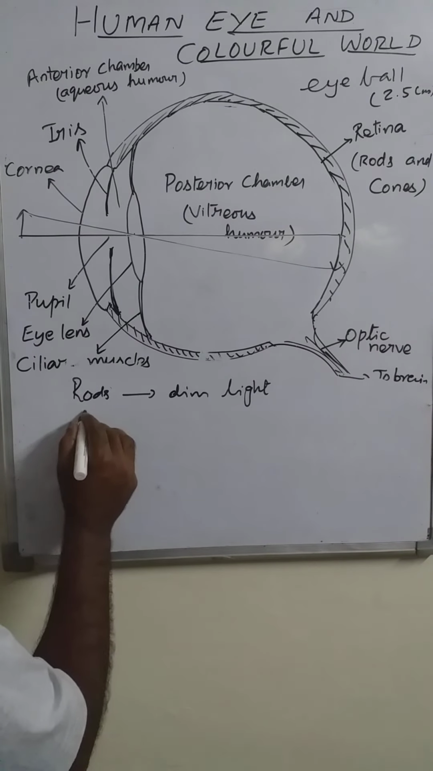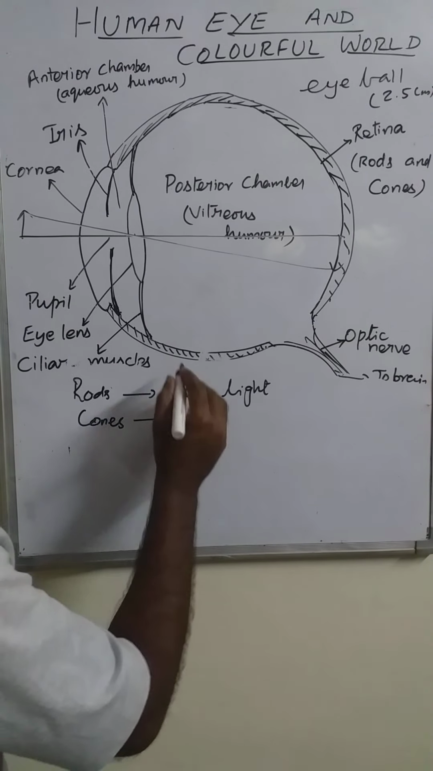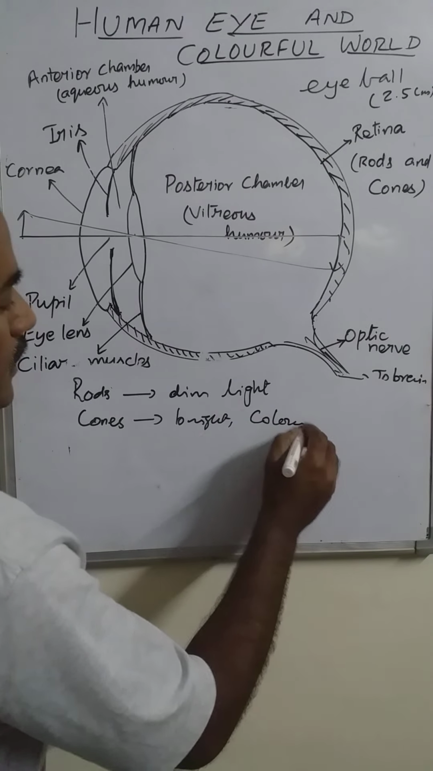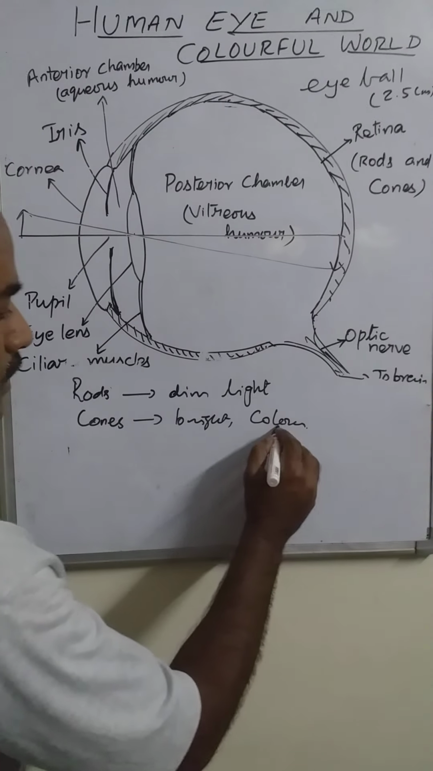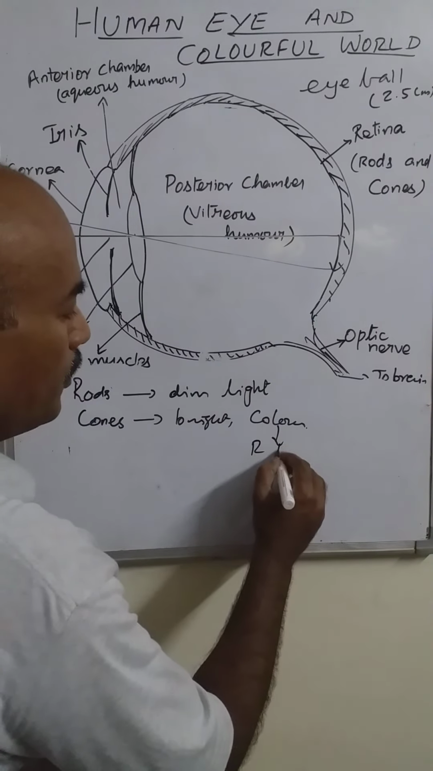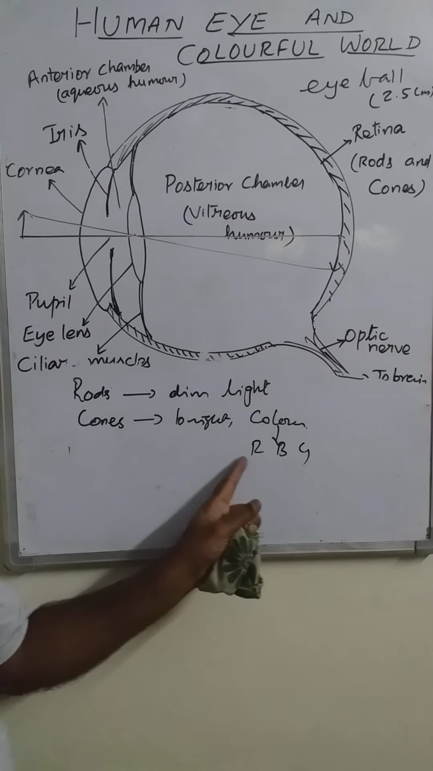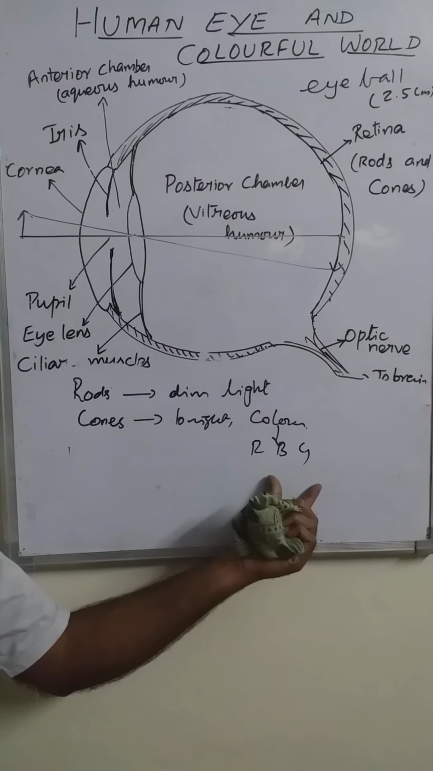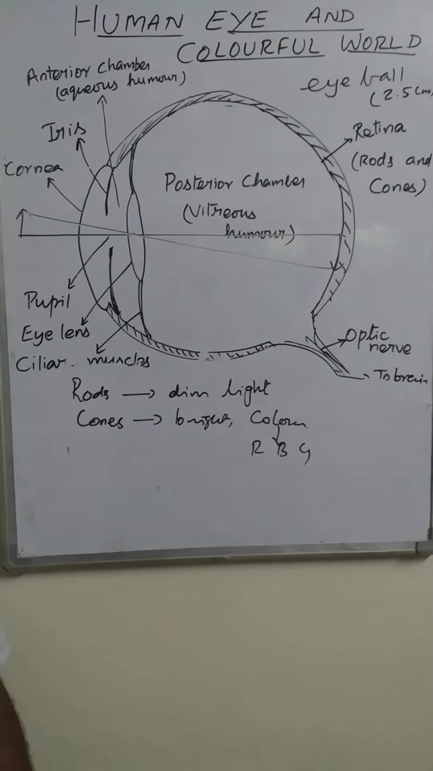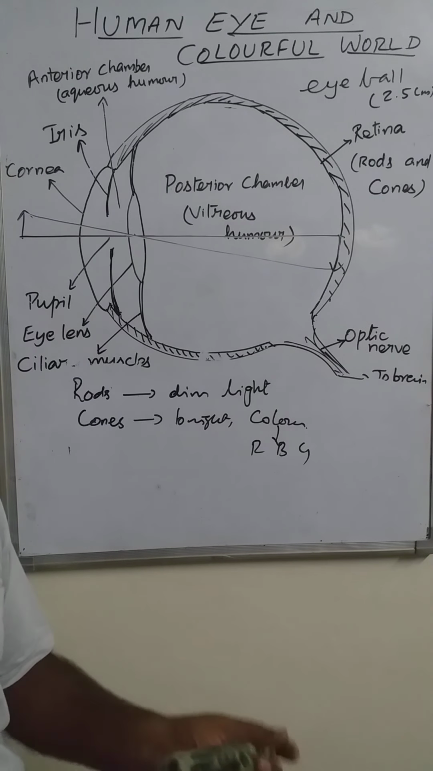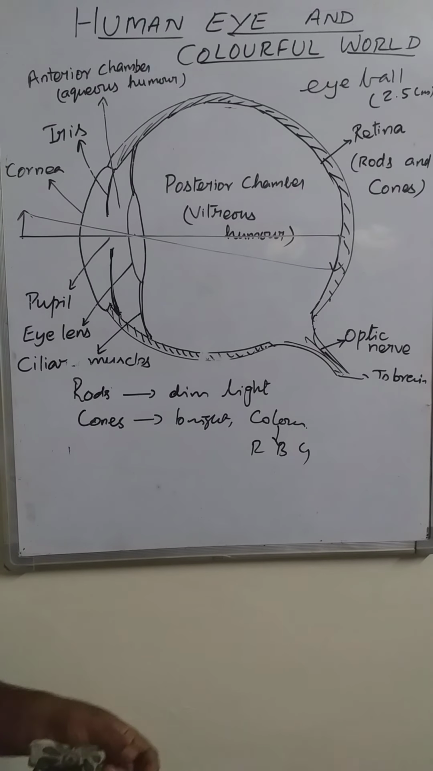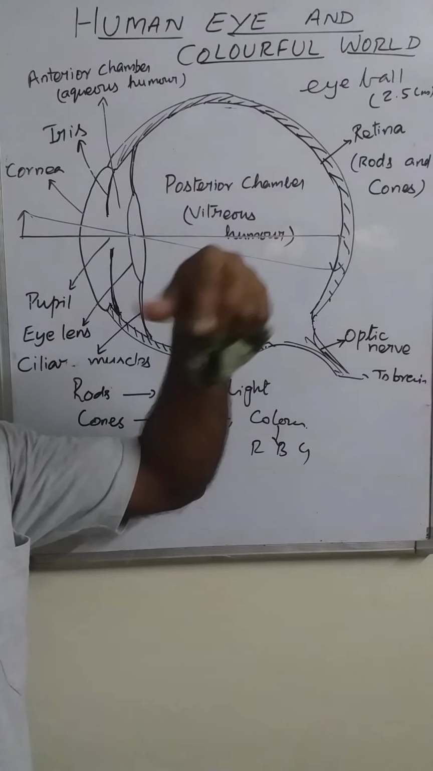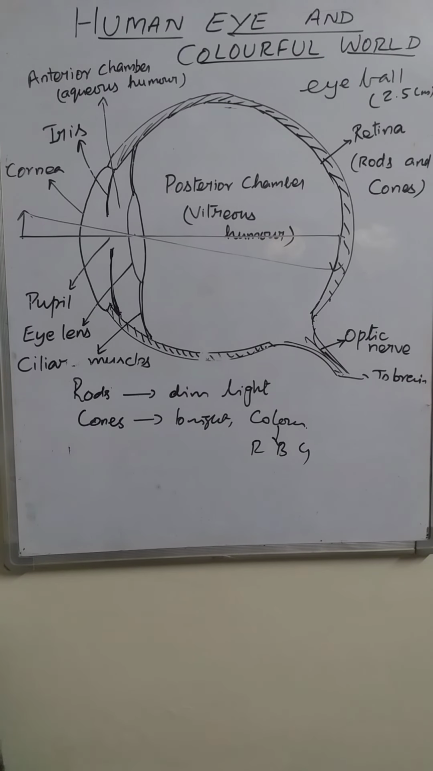And the cone cells are responsible for bright light and also color of objects. So there are three types of cone cells: red, blue, green. These three colored cone cells are present in our eye. By using these three color cone cells, we are able to see different colors of objects because these three are the basic or primary colors. With the help of these three colors, we are able to see an infinite number of colors.